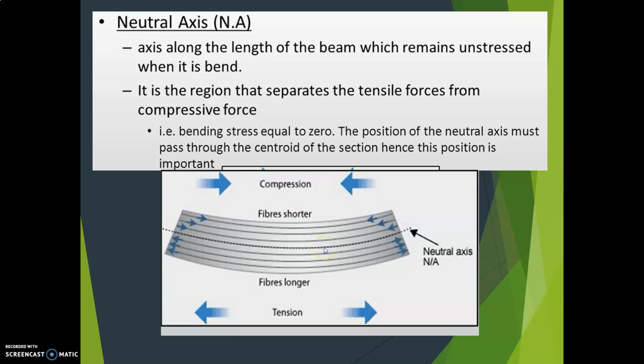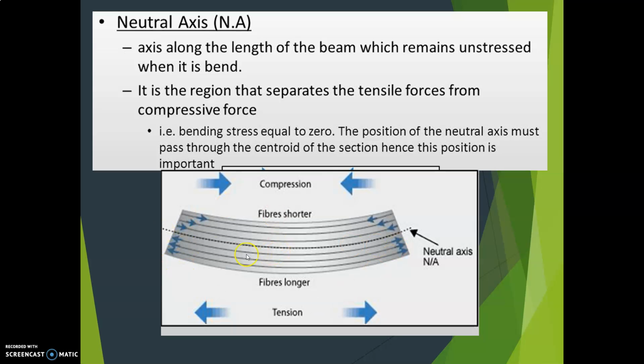We'll discuss today what is neutral axis. Axis along the length of the beam which remains unstressed when it is bent. It is the region that separates the tensile forces from compressive force. That is, bending stress equal to 0. The position of the neutral axis must pass through the centroid of the section.